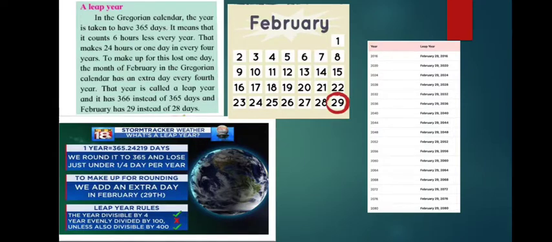Okay, children, and see, 1 year is equal to 365.24219 days. See, so much they have divided into fractions. We round it up to 365 days and lose just 1/4 day per year. Now to make up for rounding, see, the earth revolves around the sun. So to complete that circle properly, there is always an orbit. Everyone has their fixed path in the solar system.